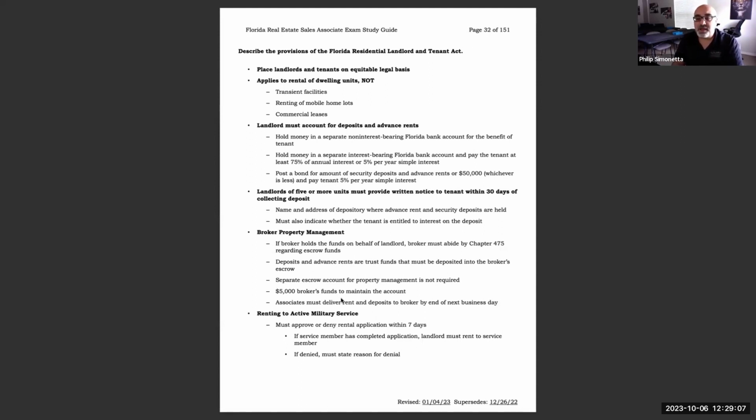Remember, $5,000 of broker's funds are allowed to be maintained in that account. How much is it in the sales one? Do you remember? 1,000. 1,000. Good. Associates must deliver the rent and deposits to the broker by end of next business day. That's the same as a purchase, right? End of next business day. Yeah.